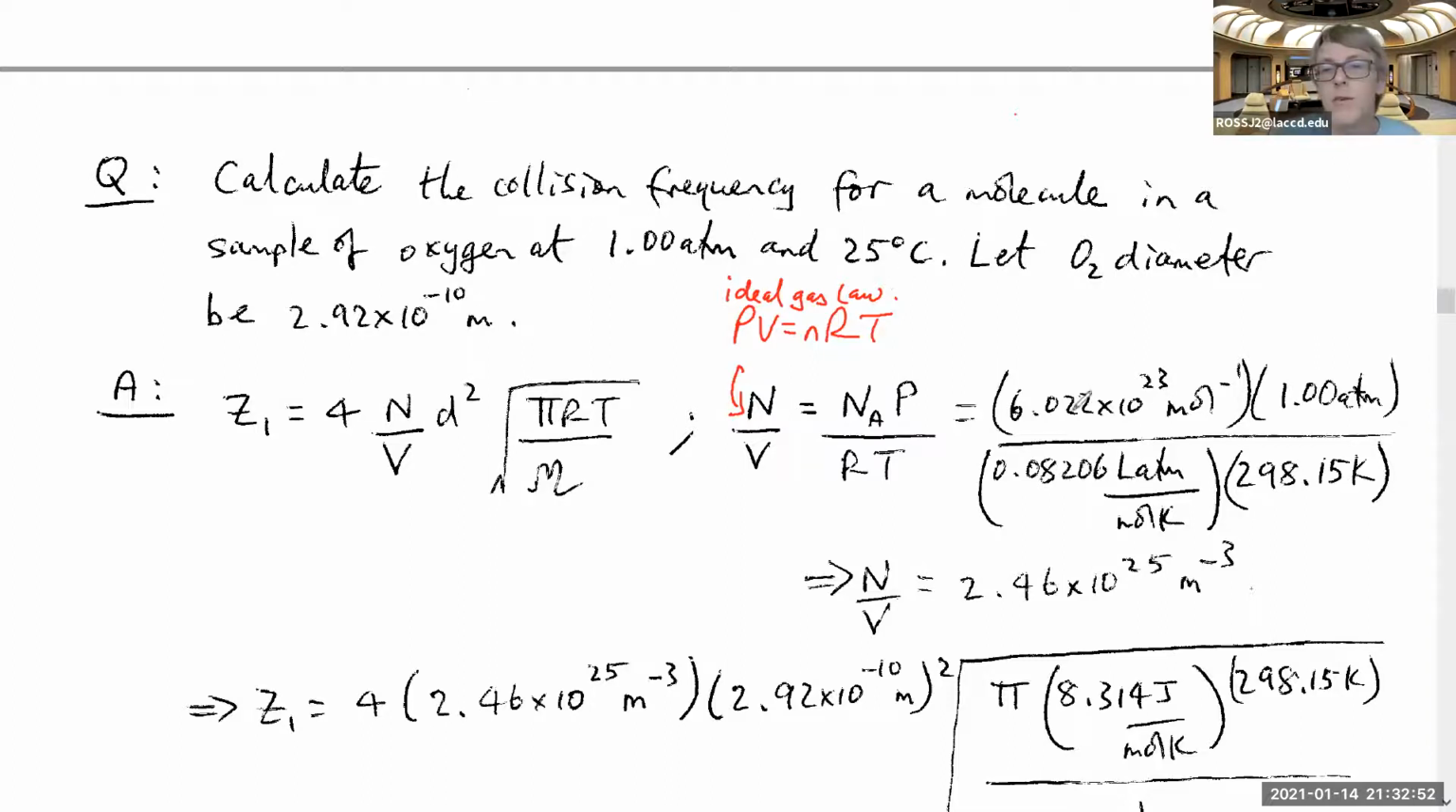Okay, so that means we've got Avogadro's number, which is 6.022 by 10 to the 23 reciprocal moles. We were told the pressure was 1 atmosphere. We've got the ideal gas constant, 0.08206 liter atmosphere per mole Kelvin. And we remember to convert 25 Celsius to Kelvin. We add 273.15 and we get a temperature of 298.15 Kelvin. We crunch that all together and we get an N over V value of 2.46 by 10 to the 25th power in units of reciprocal meter cubed.